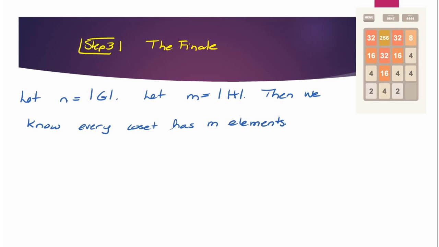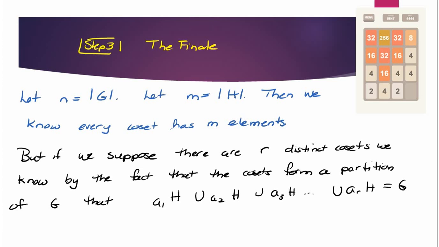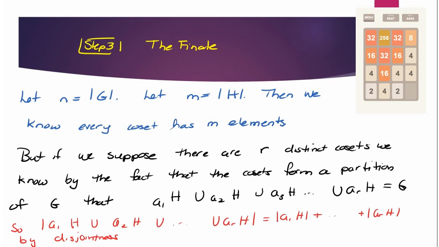And the finale is, if n is equal to the order of G and m is equal to the order of H, then we already know that every coset has m elements. If there are r distinct cosets, since the cosets form a partition, I can rewrite G as a union of these distinct cosets by step 1. So the number of elements in G is equal to the number of elements in each of these sets summed up, because they're all disjoint.